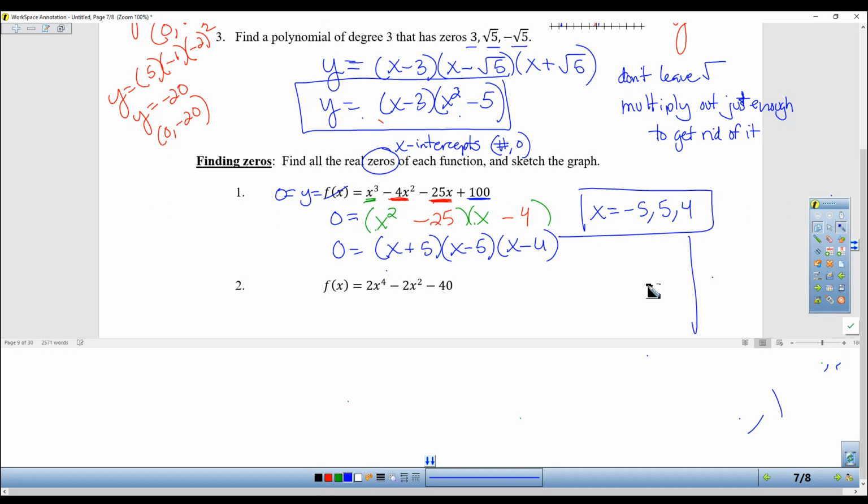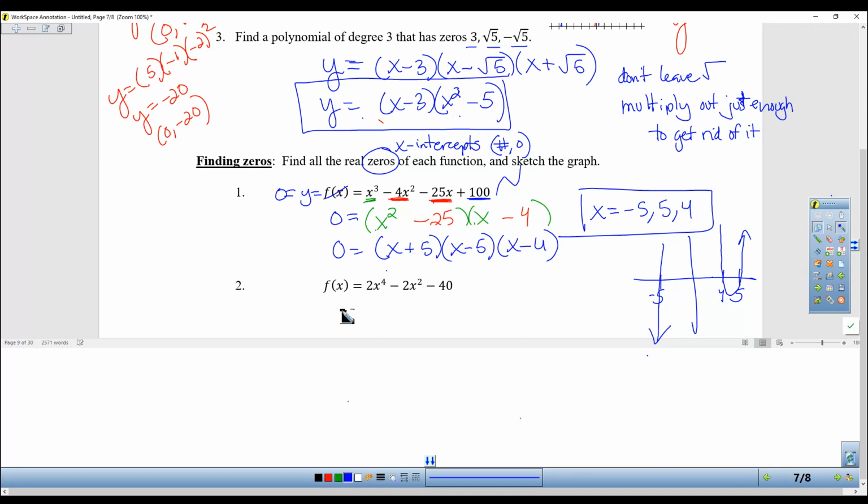By the way, look how fast we can graph this. Negative 5, 5, 4. It's cubic, and its y-intercept is somewhere at 100. So it literally goes up to 100, comes back down, and then goes back up again. Okay, so very, very easy to graph. Factoring, zeros, intercepts, all related.